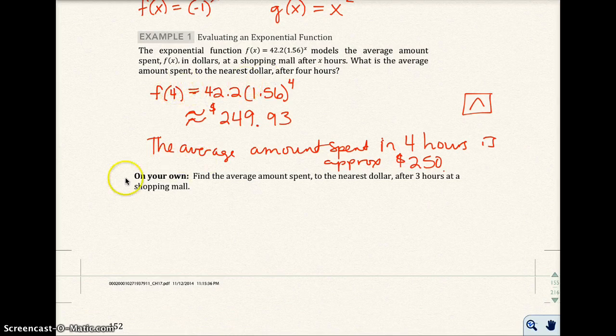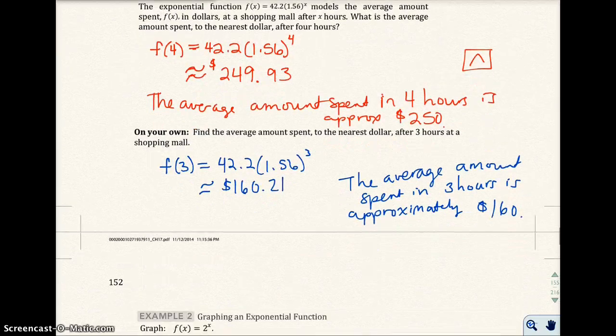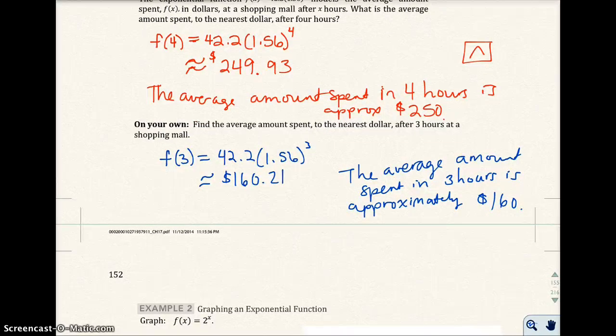Okay, so go ahead and pause the video, and on your own, find the average amount spent to the nearest dollar after 3 hours at the shopping mall. And this is really just for you to get familiar with your calculator. So go ahead and pause the video, and then I'll go ahead and put the answer up. Okay, so I did f of 3, and I got approximately $160.21. And when I round to the nearest dollar, the average amount spent in 3 hours is approximately $160. Okay? If you have any questions about your calculator, make sure you let me know, and we can try to deal with that before the next exam.